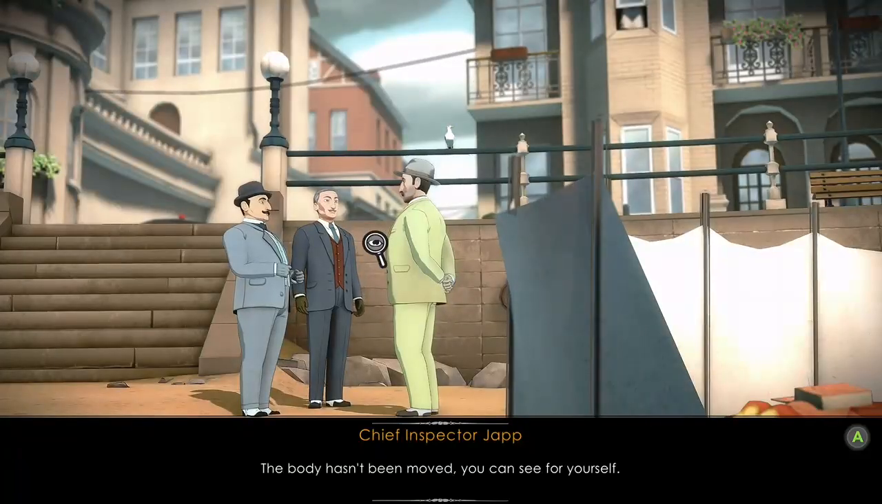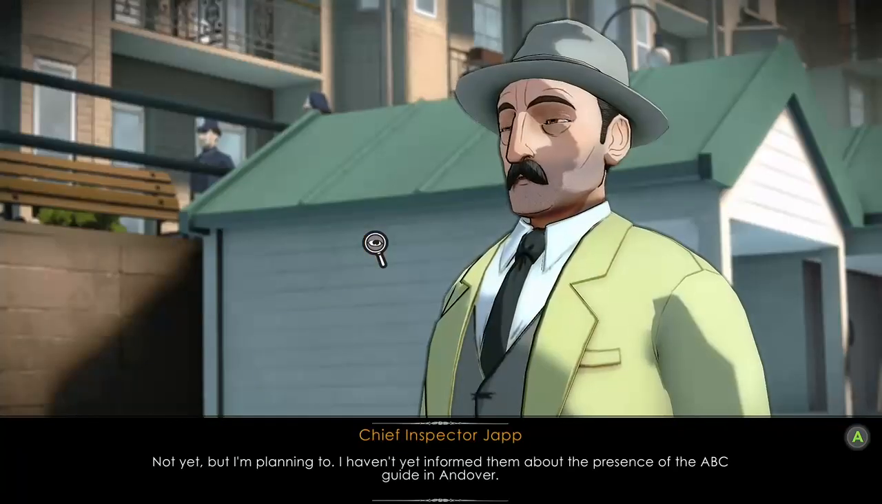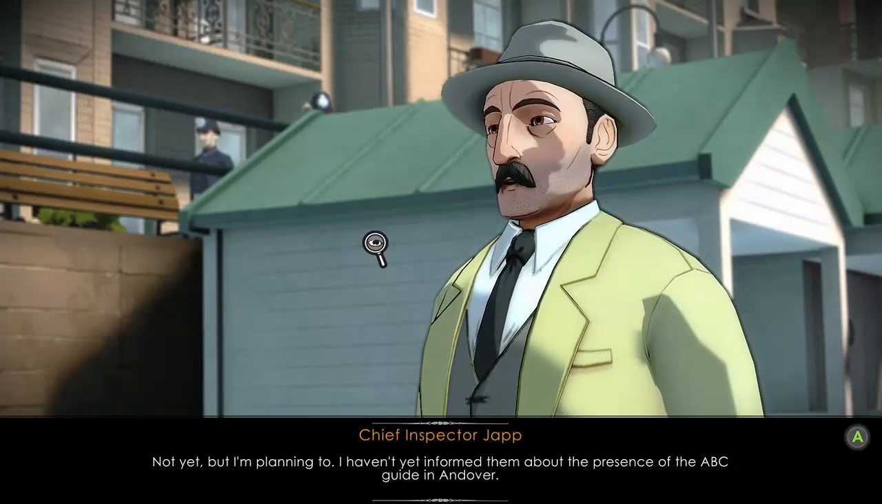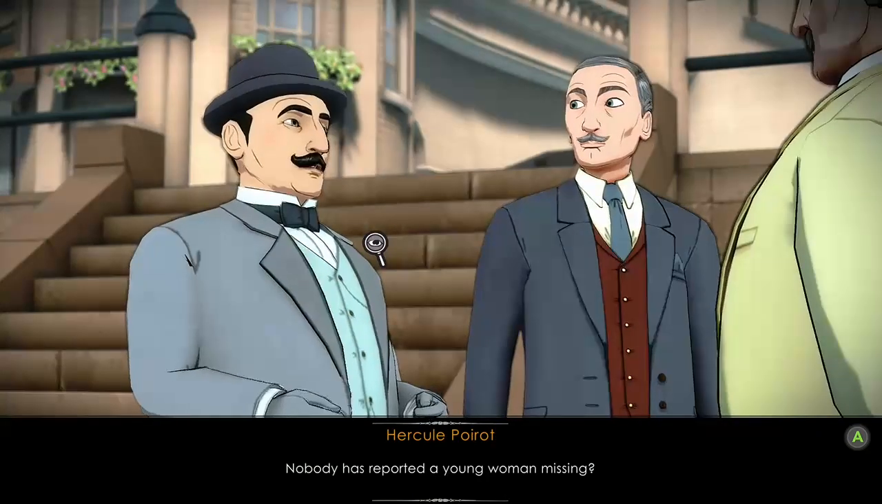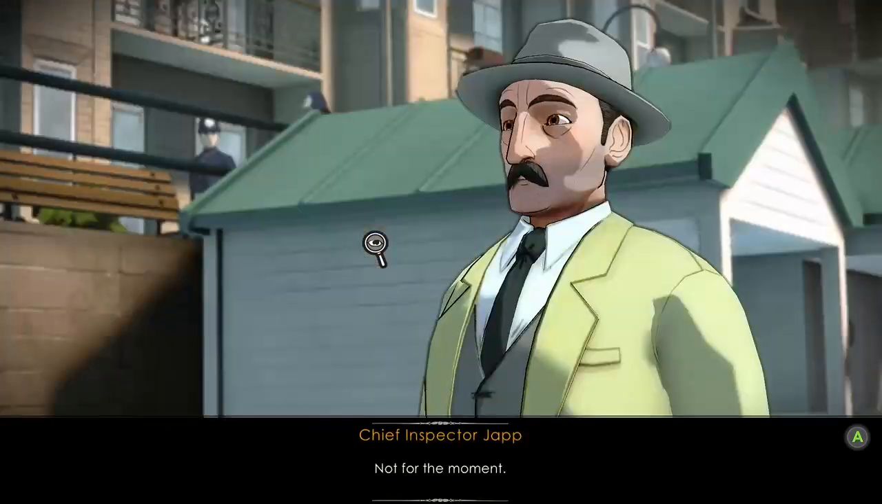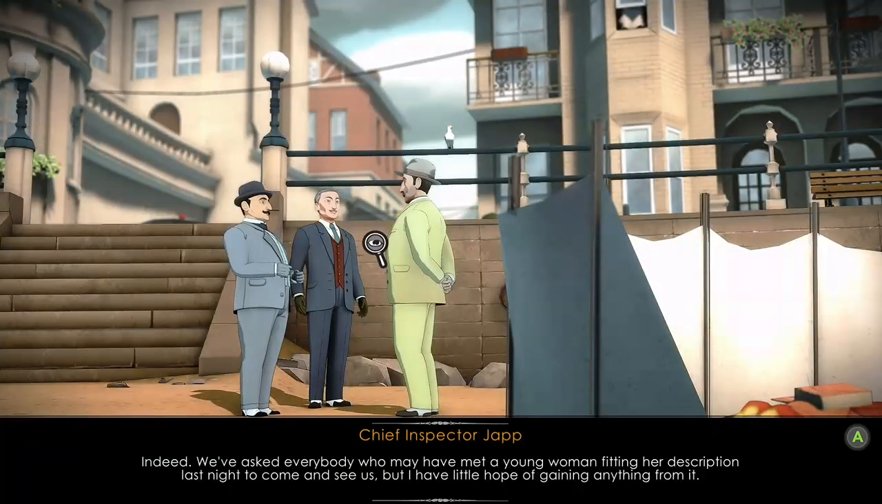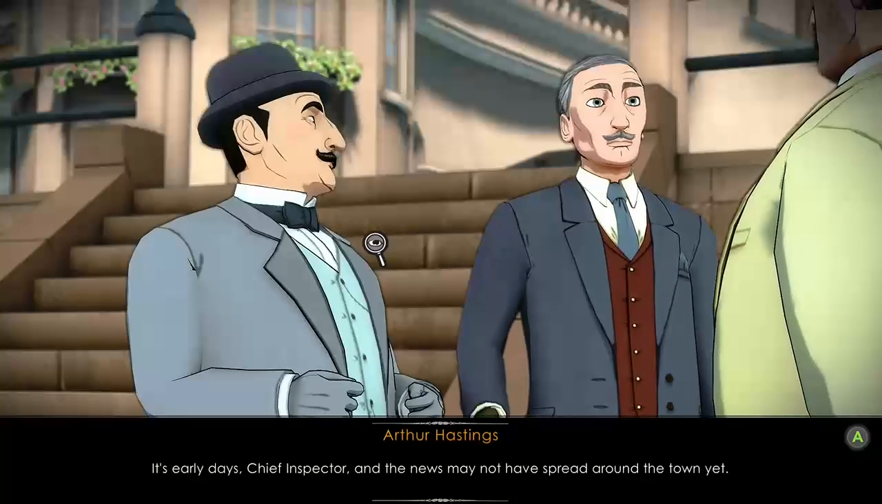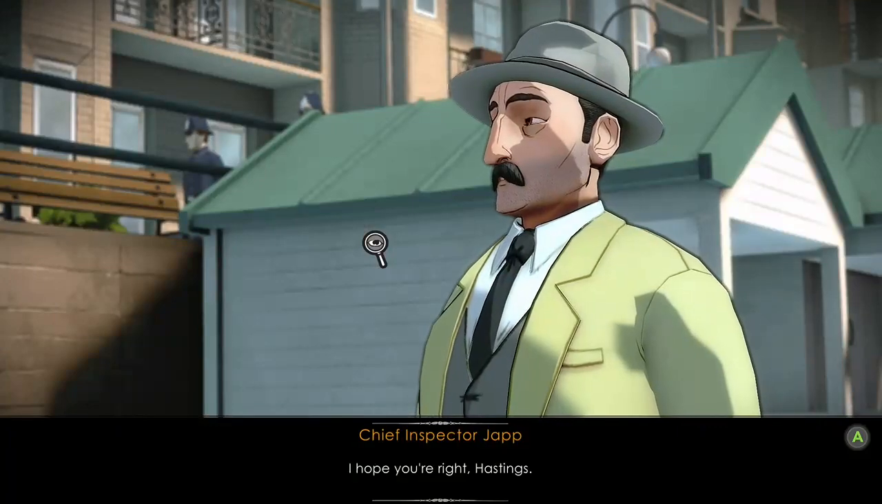The body hasn't been moved. You can see for yourself. Has the press been informed? The murderer may be going after pretty women. Not yet, but I'm planning to. I haven't yet informed them about the presence of the ABC guide in Andover. Nobody has reported a young woman missing? Not for the moment. No witnesses, I imagine. Indeed. We've asked everybody who may have met a young woman fitting her description last night to come and see us, but I have little hope of gaining anything from it. It's early days, Chief Inspector, and the news may not have spread around the town yet. I hope you're right, Hastings.